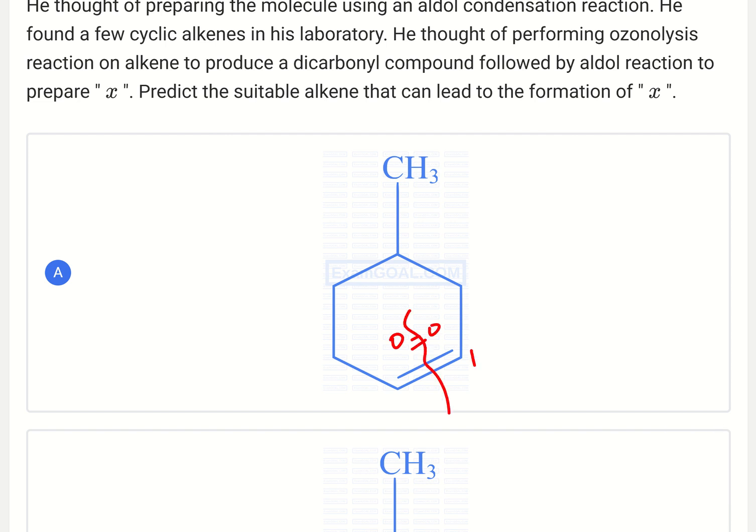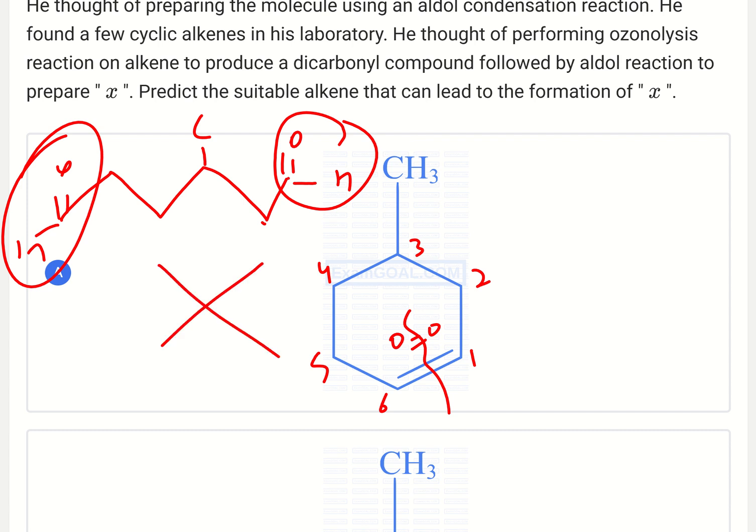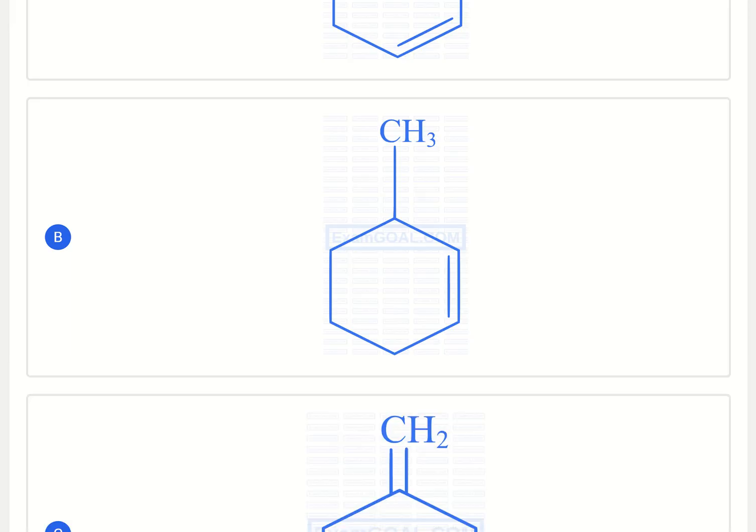I mark the carbons 1, 2, 3, 4, 5, 6, with double bond O and H at each end, and at carbon number 3 there is a methyl group. Do you think that any ketone is there? We have an aldehyde, which means A is not my option. I will move to the second option, B.